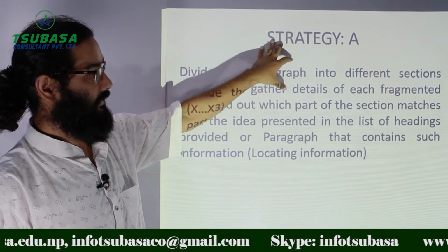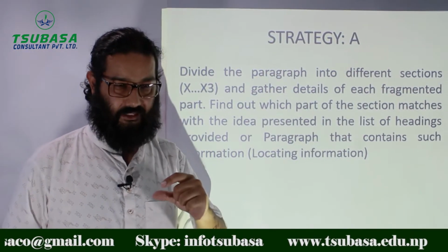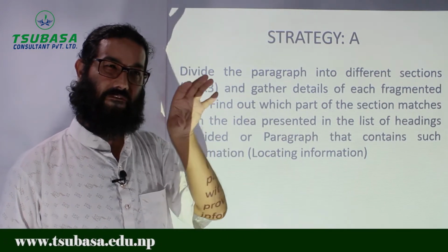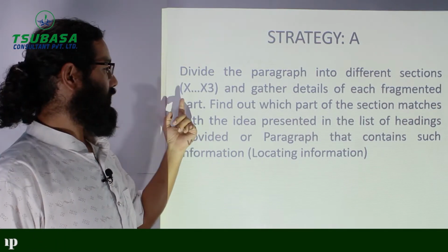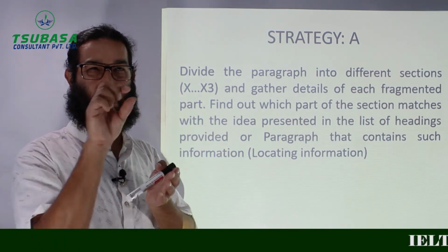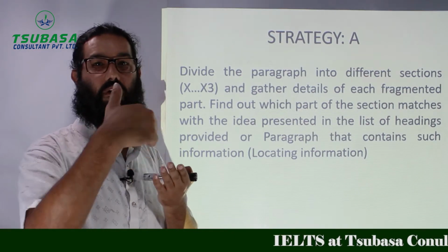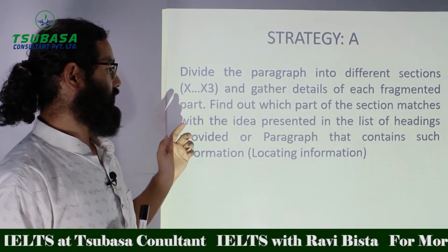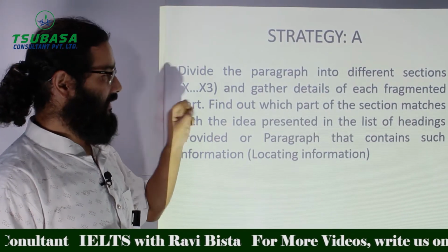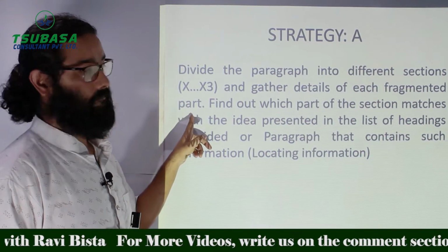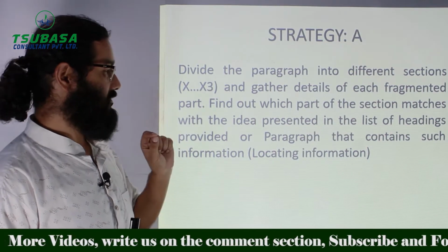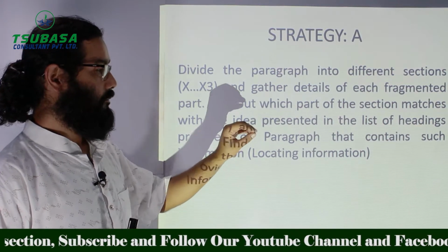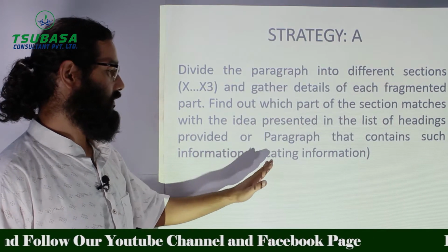Now, strategy A is when you read a paragraph, put this into your mind. Think always like categorizing or fragmenting the lines as x1, x2, or x3. Sometimes a paragraph could have just two whole units of ideas, or it could be three whole units of ideas. For example, it says divide the paragraph into different sections, that's x1, x2, x3, and gather details of each fragmented part. Find out which part of the section matches with the idea presented in the list of headings provided, or paragraph that contains such information, we call it as locating information.